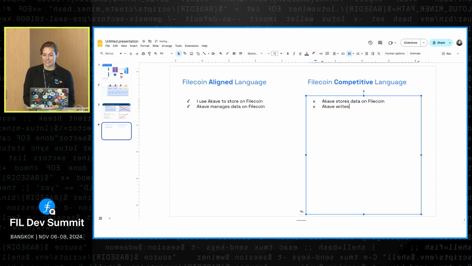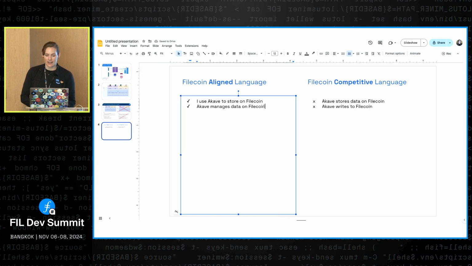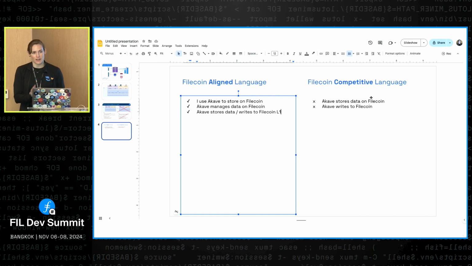Akave writes to Filecoin. I didn't know. Let's also do the good one, which is Akave stores data, writes to Filecoin. Okay. If you're an L2 writing to L1, but you're clarifying that we're writing to the L1 chain, but you're still part of Filecoin, and you're moving data around within Filecoin across the multiple different services within that.